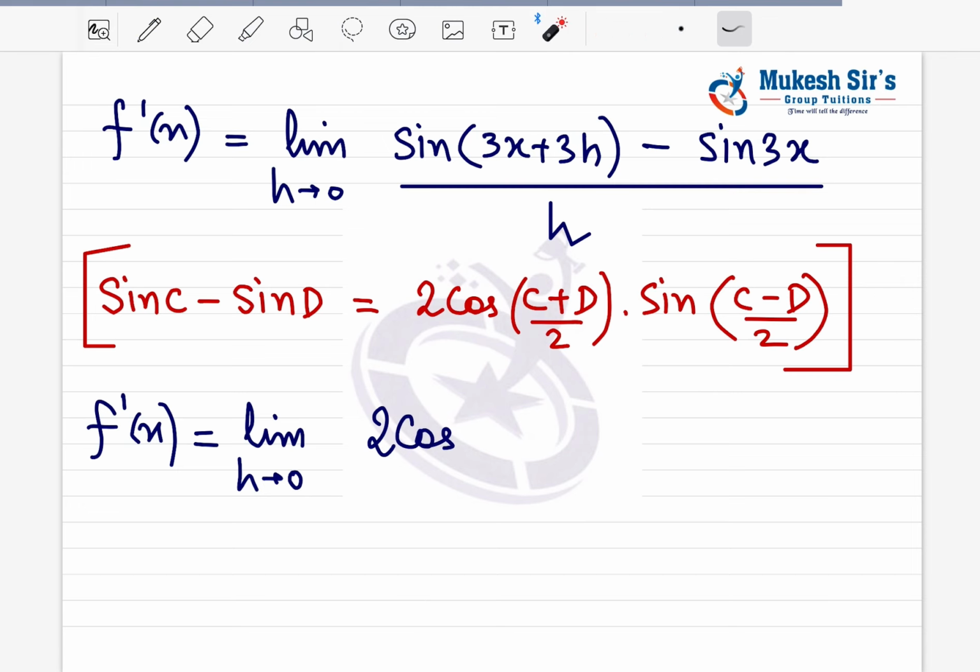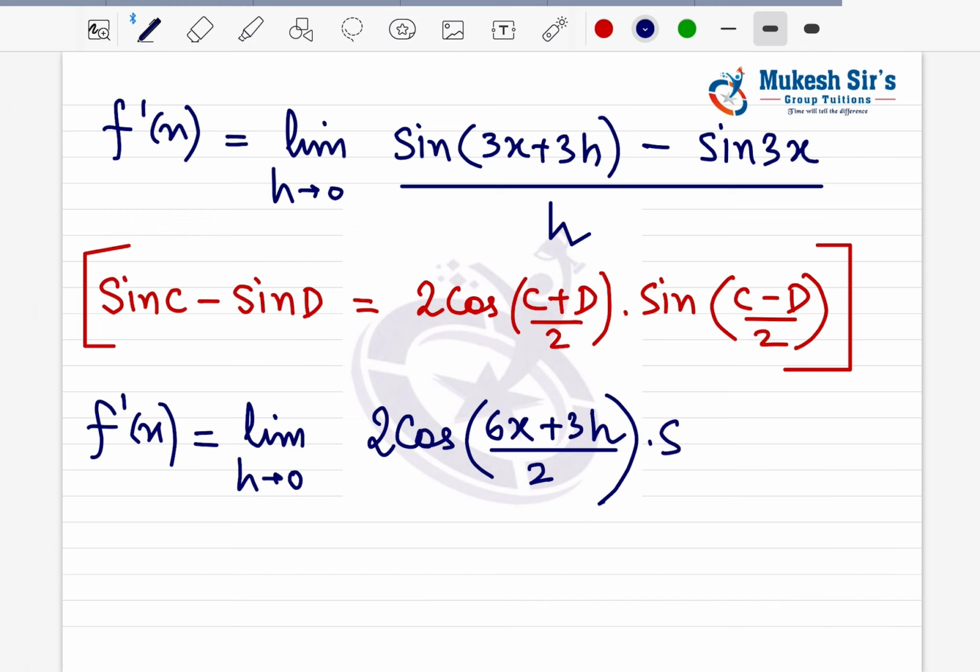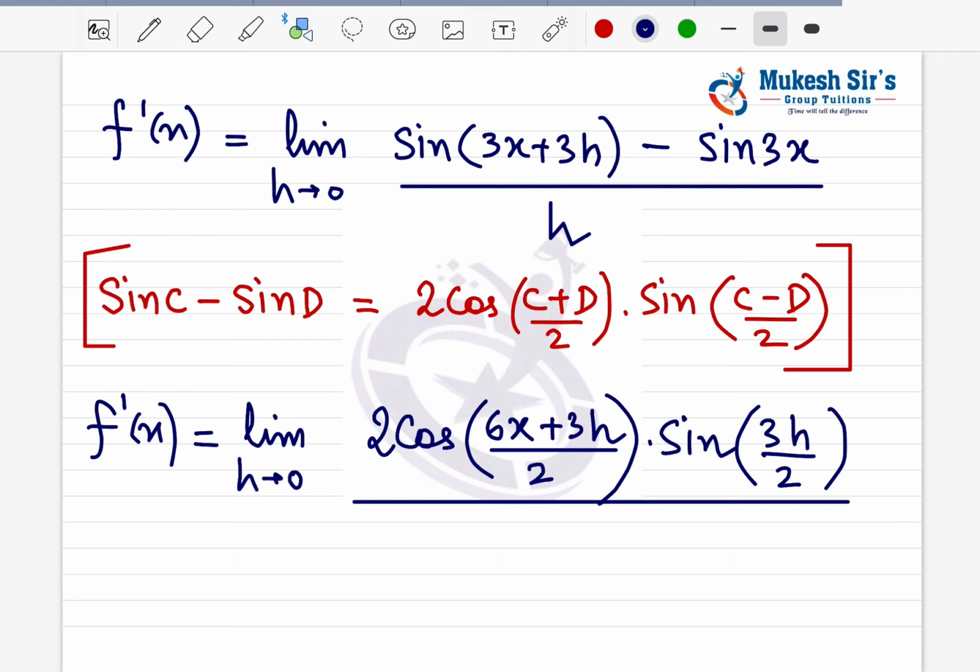So what is c plus d? C plus d upon 2. So this value plus this value upon 2. So you'll get 3x plus 3x becomes 6h plus 6x plus 3h upon 2, into sin (c minus d) by 2. C minus d becomes this minus this. So this minus this में 3x gets cancelled. है ना? So you'll get 3x is cancelled. You get 3h by 2. The whole divided by h.